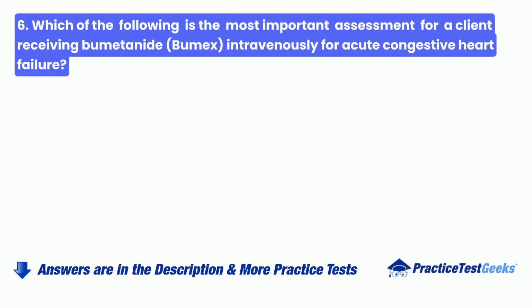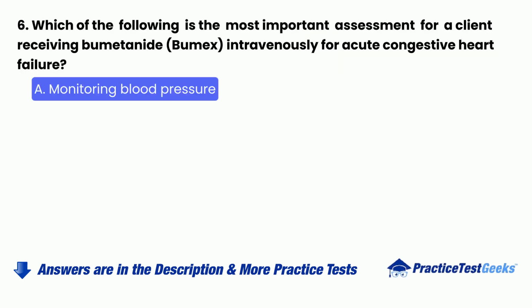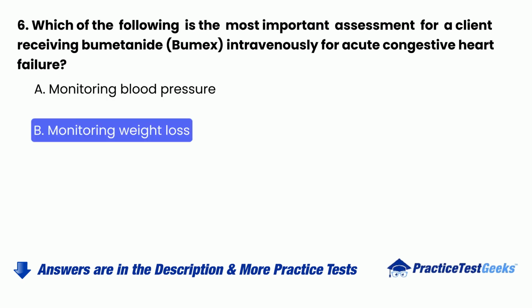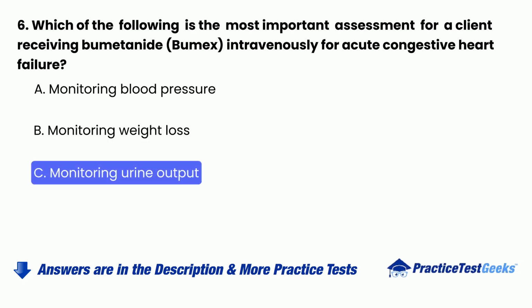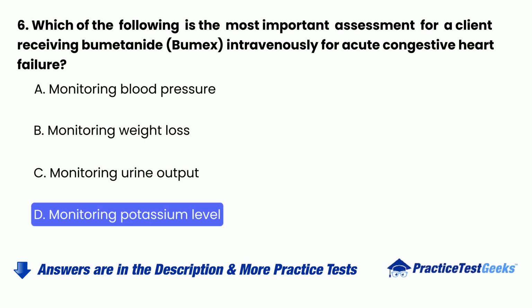6. Which of the following is the most important assessment for a client receiving bumetanide or Bumex intravenously for acute congestive heart failure? A. Monitoring blood pressure. B. Monitoring weight loss. C. Monitoring urine output. D. Monitoring potassium level.